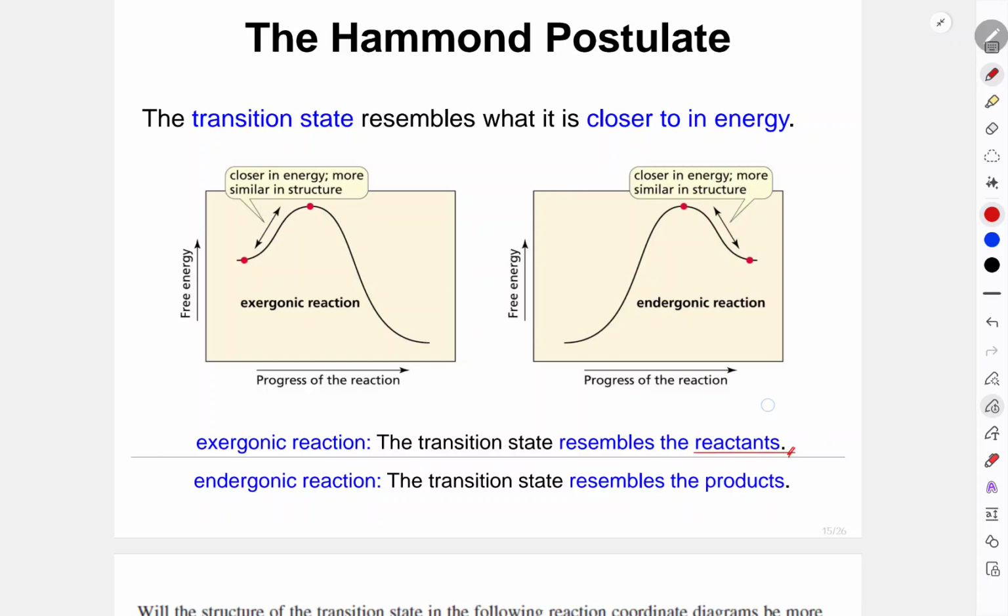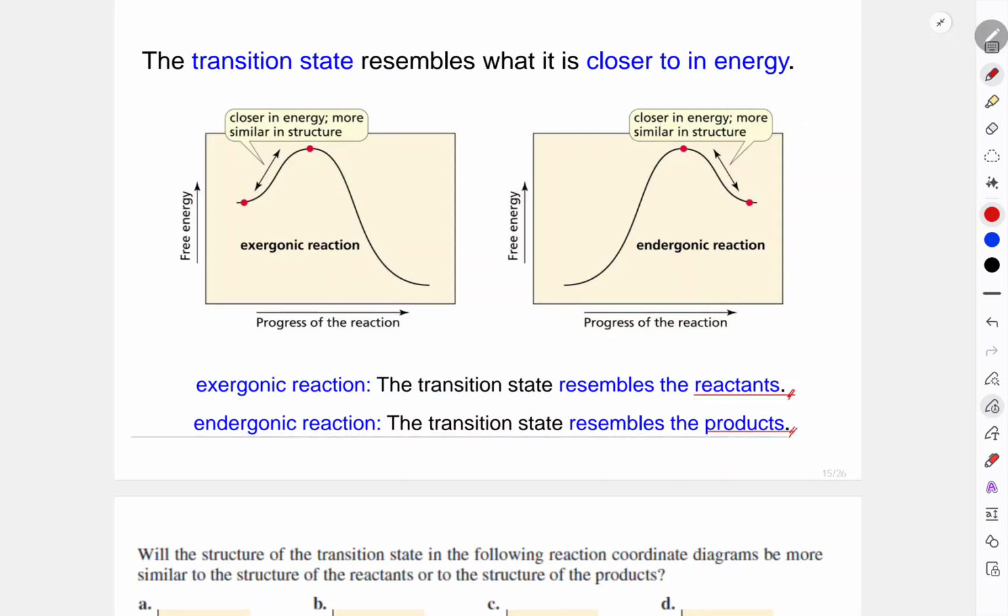What about an endergonic reaction? Your free energy diagram will look like this, generally speaking. Then the transition state is closer in energy to the product state, and that's more similar in structure to the product state too. So this is the general argument: for the exergonic reaction, on the left-hand side, the transition state resembles the reactants, and for the endergonic reaction, the transition state resembles the products. So again, the Hammond postulate is the following: the transition state resembles what it is closer to in energy.